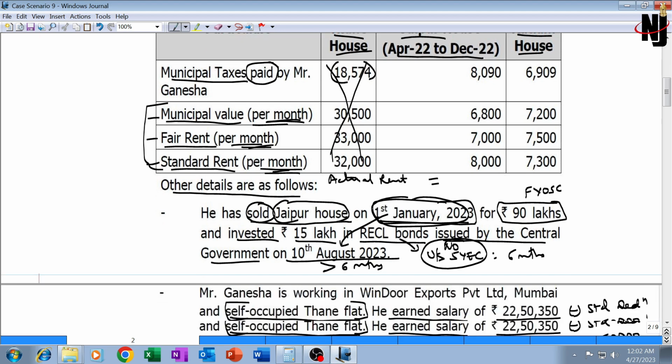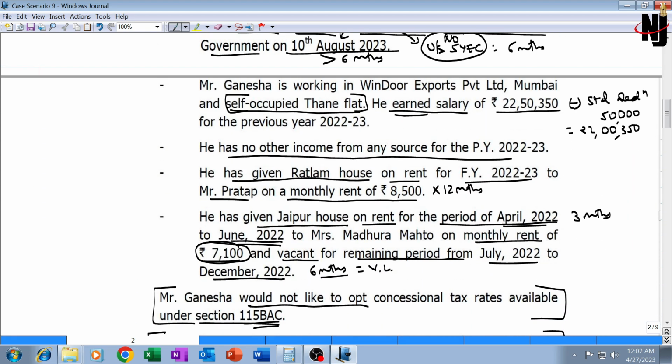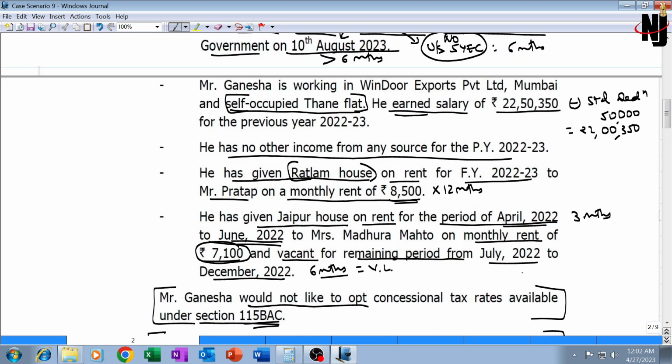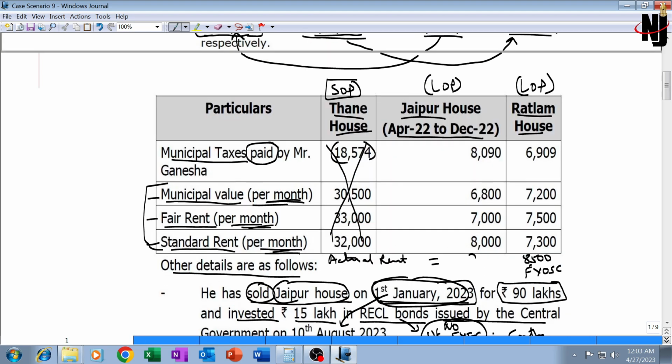But while reading the question, here if you see the details, then Ratlam house details are given first. 8,500 is a rent, actual rent per month. So actual rent is 8,500 per month for Ratlam house, and for Jaipur house, what are the details? For Jaipur house, it is given at the rate of 7,100 per month, but it is given only for 3 months. There is a 6 months of vacancy loss. Jaipur house is given at 7,100 per month, so I'm writing down 7,100. However, there is a vacancy loss period of 6 months, which we'll have to take into account.